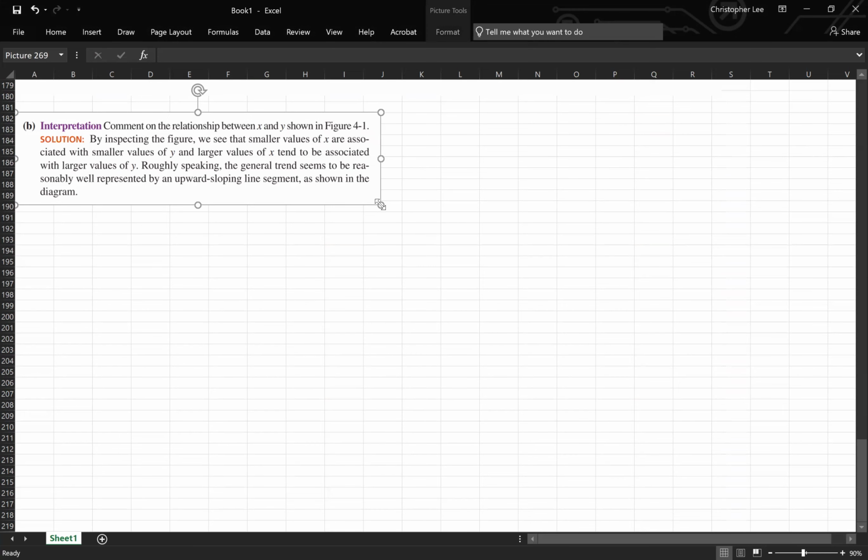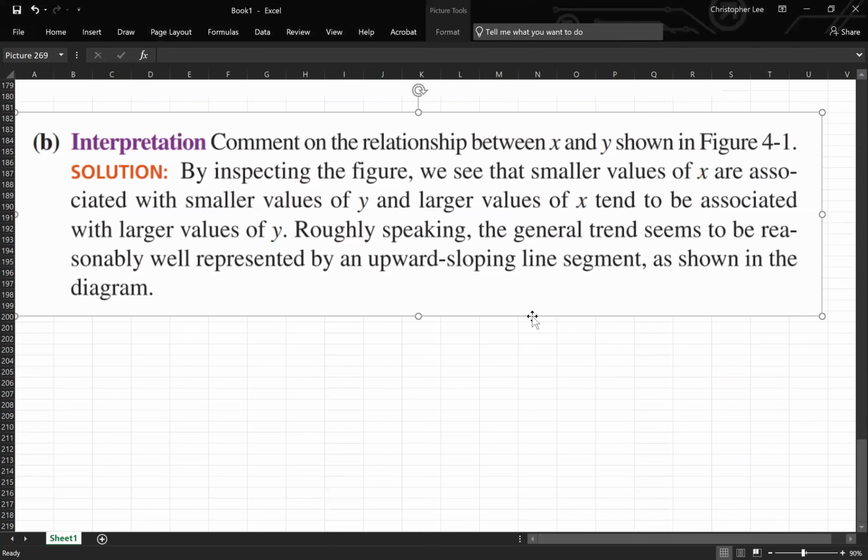So here we go, interpretation, right? Comment on the relationship between the x and y in the figure above. By inspecting the figure, we see that smaller values of x are associated with smaller values of y, and larger values of x tend to be associated with larger values of y. Roughly speaking, the general trend seems to be reasonably well represented by an upward sloping line segment as shown in the diagram, right?